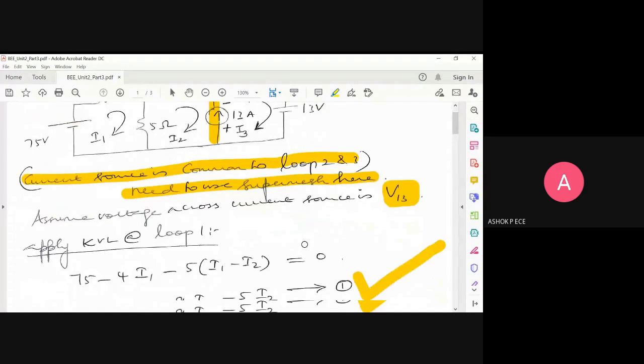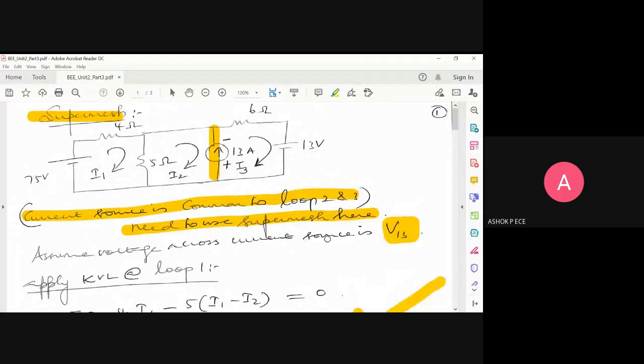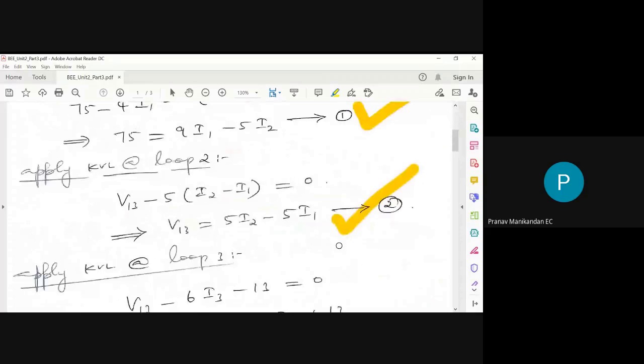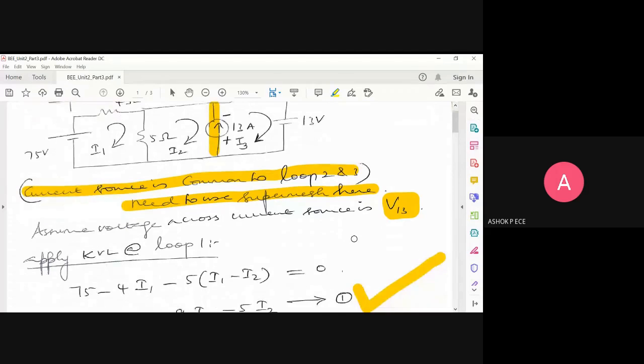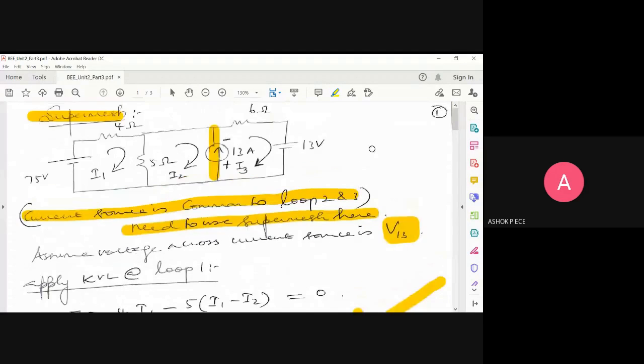See the polarity of current entering the voltage source and leaving the voltage source. For the 13 volt, it is entering at plus and leaving at minus. So what is the polarity of 13 volt? Plus 13. Plus 13 is equal to 0? See the first loop for 75 volt. How did we write plus 75? The current is entering through minus and leaving at plus, so it is plus, right? So see in 13 volt, how will the sign come?